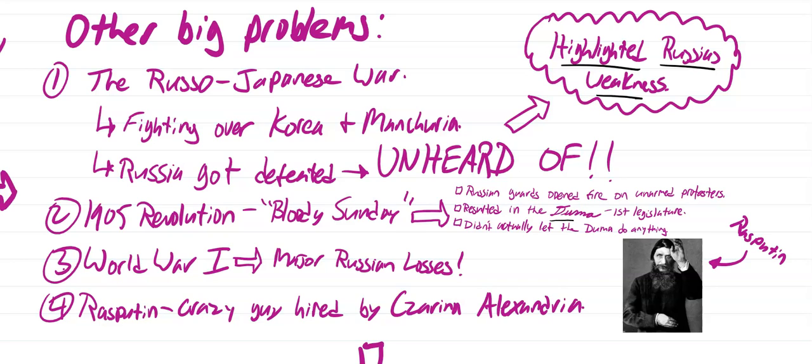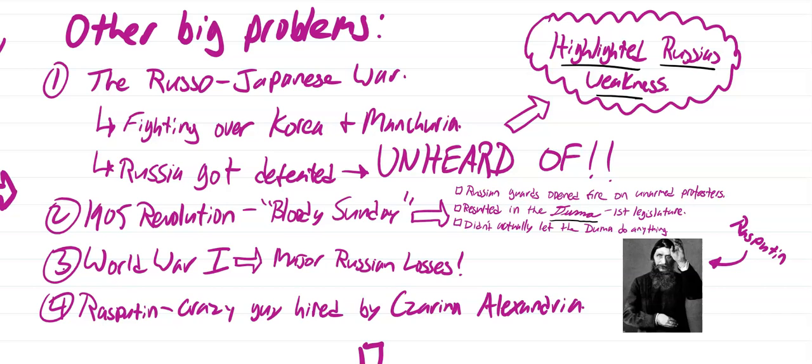Eventually, they're going to pressure the Tsar to open up a legislative assembly, but here's the thing: the Tsar really didn't let the Duma do anything. So even though Bloody Sunday, the 1905 revolution here, seemed like it was going to bring about some kind of greater good for Russia, it really didn't do anything yet. World War I, meanwhile, started to occur within the next decade, and there were major Russian losses here.